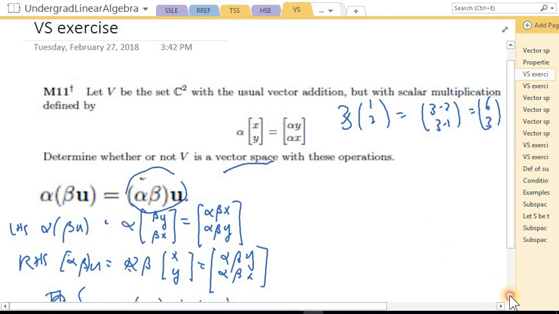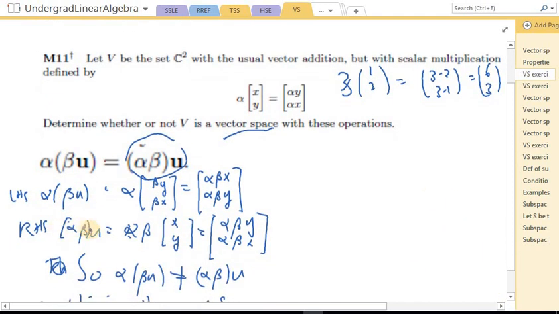All right, so let's look at the final result if we take alpha beta times u. Well, then alpha beta is our scalar. We multiply xy by alpha beta, and when we multiply a vector by a scalar, what we do is we multiply the different components by the scalar, but we reverse the components. So this would be alpha beta y, alpha beta x. All right. So in fact, you can see that these will not be equal in general.